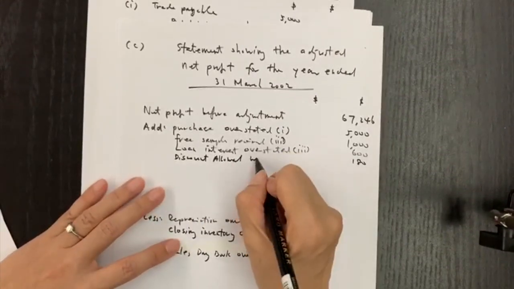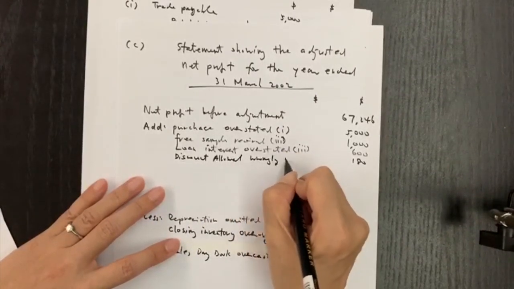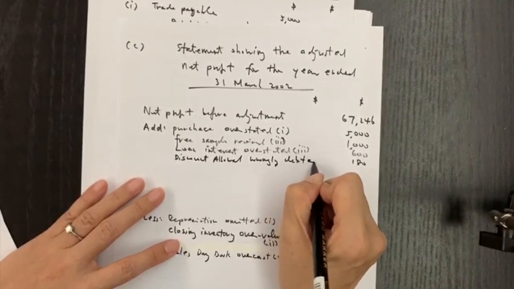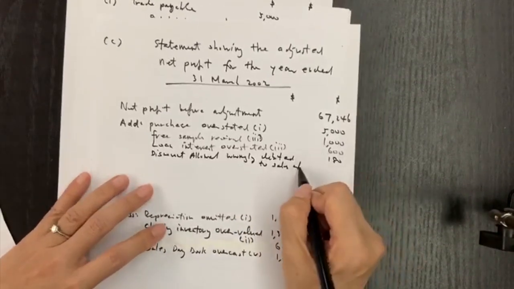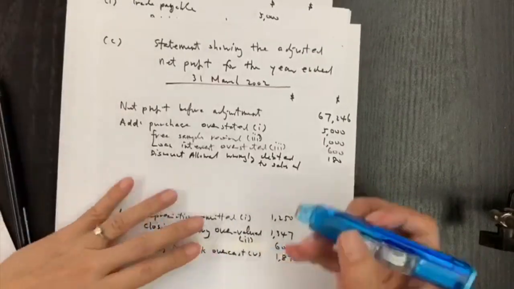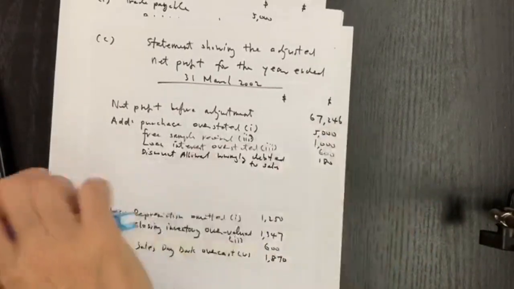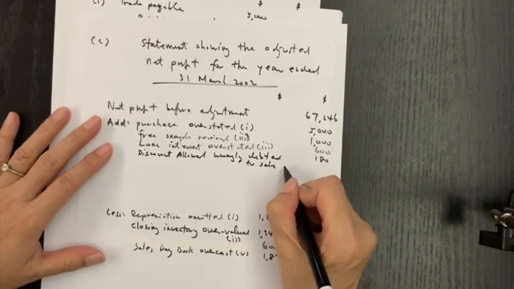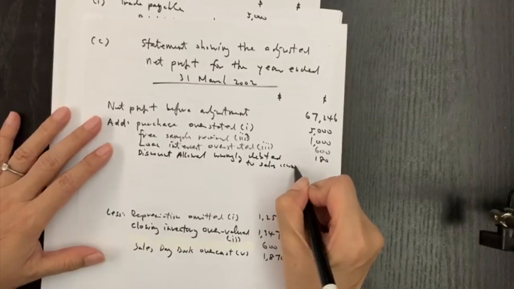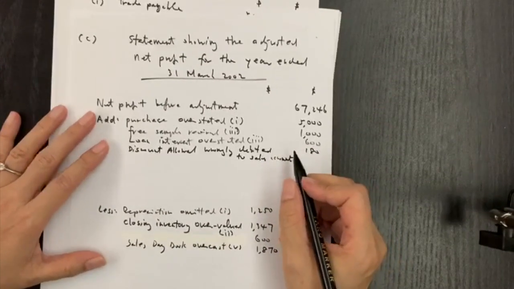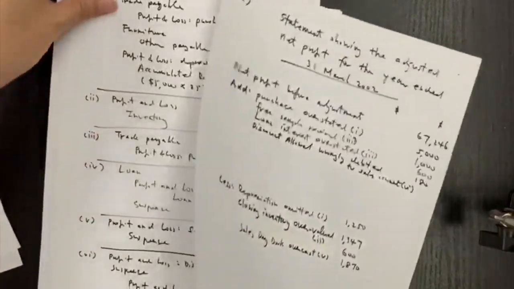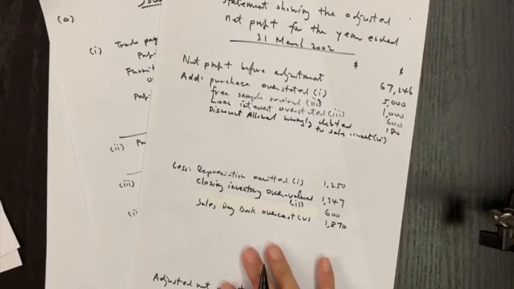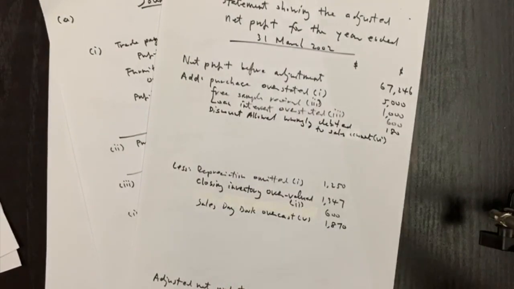Wrongly debited to the sales account. No abbreviation. Remember that. No abbreviation, otherwise marks will be deducted. To sales account. And I have my point number 6 here. Yes, this is point number 6.